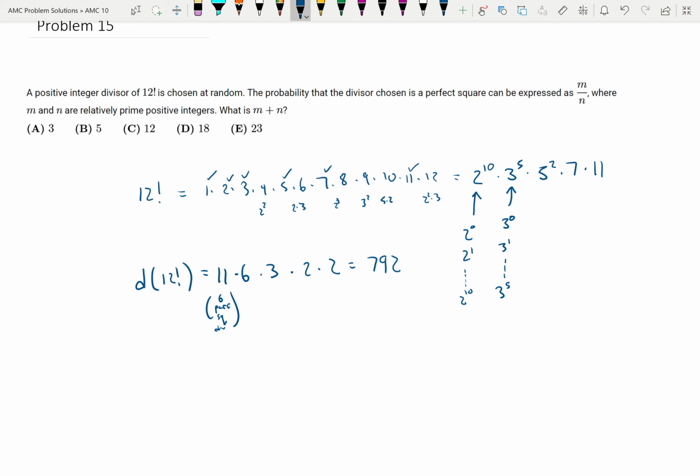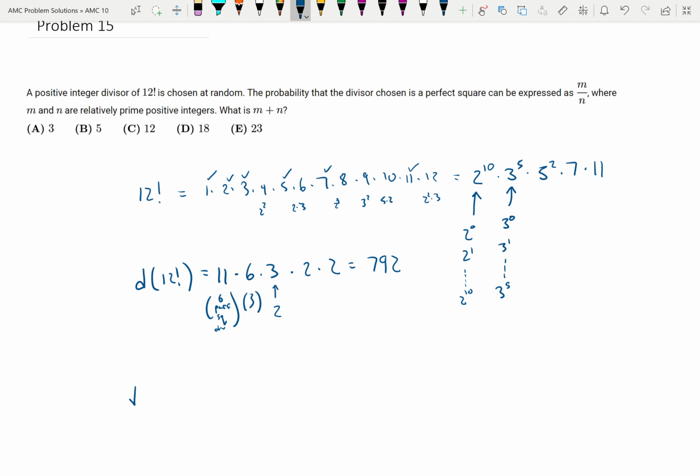And then for the 3 to the 5th, well, 3 to the 0 is 1, 3 squared is 9, 3 to the 4th is 81. So there are 3 that come from there. And then right here, 5 squared, it's just 5 to the 0 and 5 squared, so there are 2. And then no perfect square divisors divide 7 or 11.